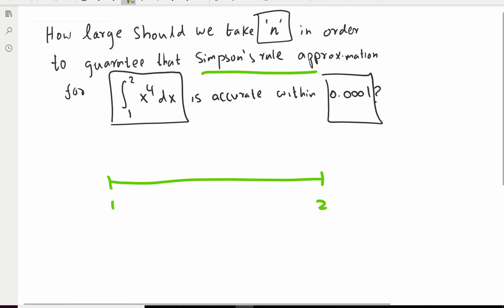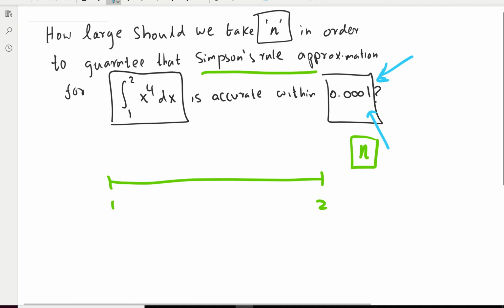Now if you use an approximate integration method, you have to divide this big interval 1 to 2 into a certain number of subintervals. That number of subintervals is said to be n. Now you want this number of subintervals so that your error from the Simpson's rule method is less than 0.0001. The number of subintervals affects the error. If you have a large number of subintervals, the error is going to be small. So you want the number of subintervals that will guarantee you this much accuracy.